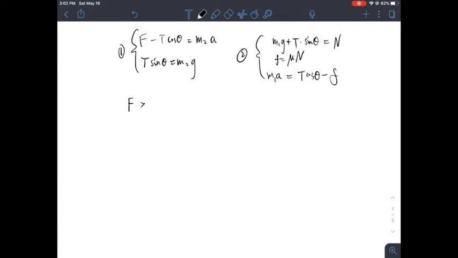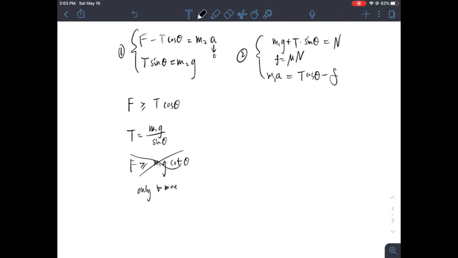What is the minimum of F? We know from the first equation, F minus a number has to be acceleration times mass. So if we want to say the acceleration is very, very small, even just a little acceleration, then F has to be bigger than T cosine theta in order to have some certain acceleration over m. Then we can solve for T equal to m2g divided by sine theta. Then F will be bigger or equal to m2g times cotangent theta.